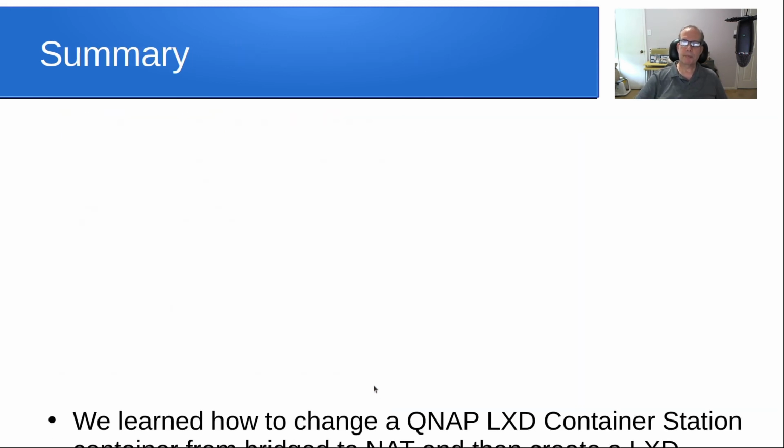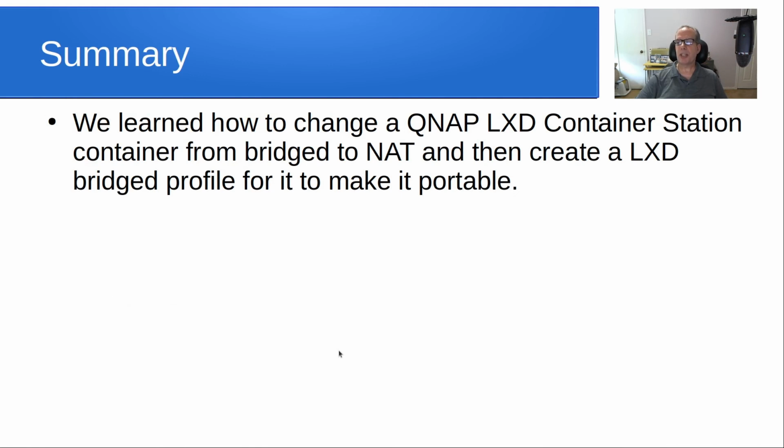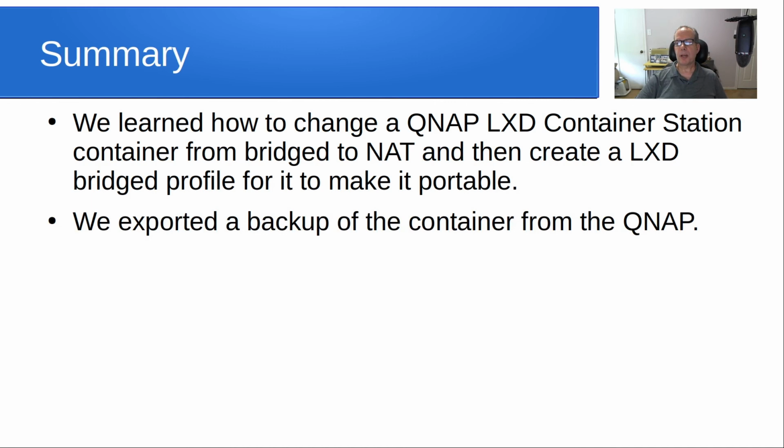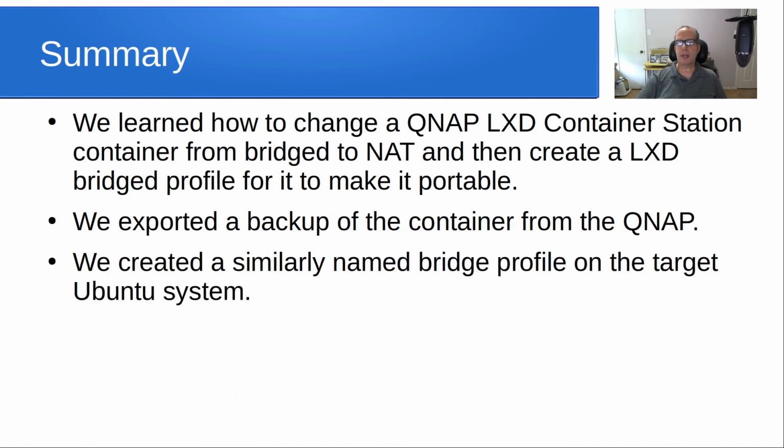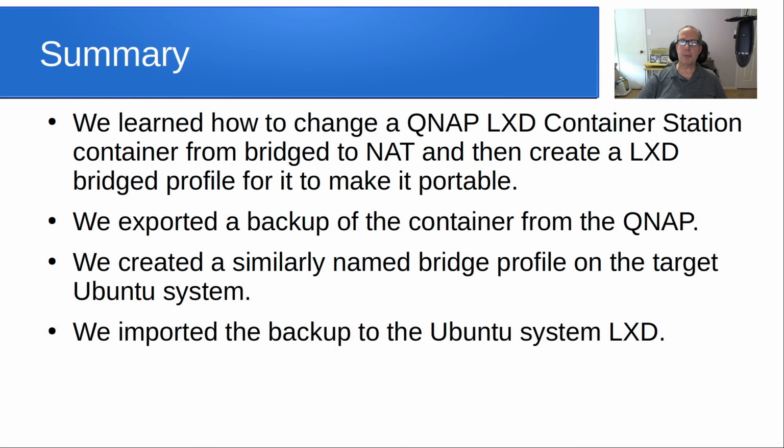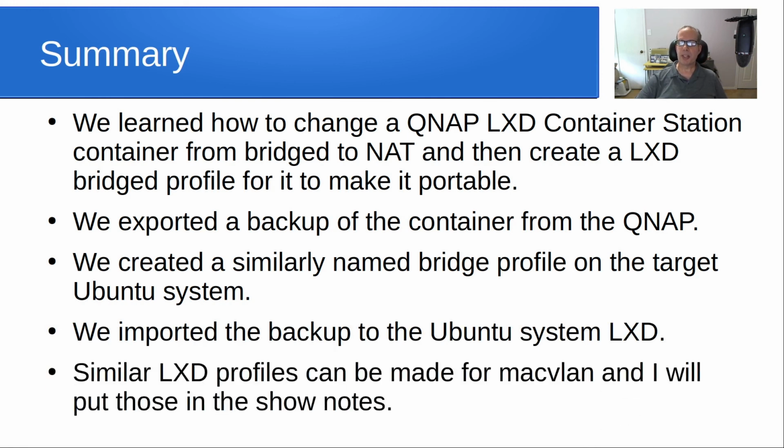So in summary, we learned how to change a QNAP LXD Container Station container from bridged to NAT, and then create an LXD bridged profile to make it portable. We exported a backup of a container from the QNAP, and we created a similarly named bridge profile on the target Ubuntu system, and we imported the backup to the Ubuntu system's LXD. Similar LXD profiles can be made for macvlan, and I'm going to put all of these profile things in the show notes, and I'll also put a sample of how this is done using macvlan for numbered VLANs.